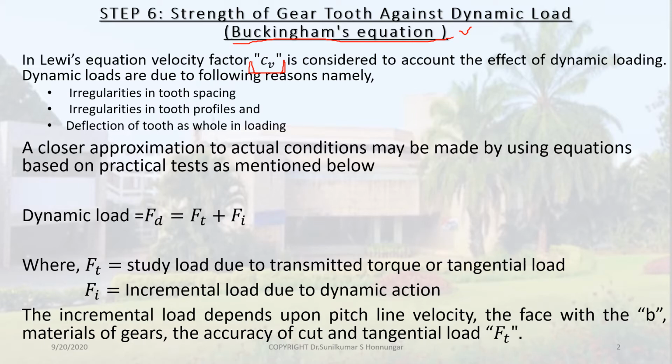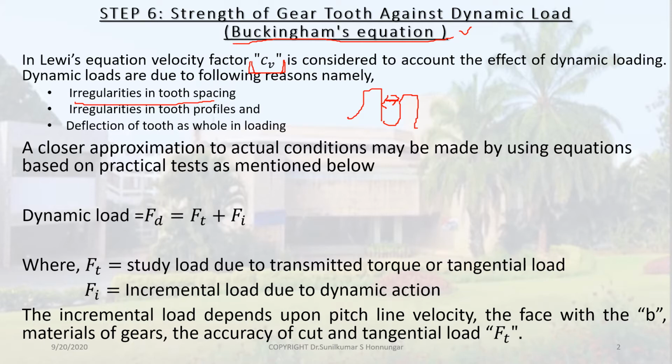One is irregularities in tooth spacing. What do you mean by irregularity? The tooth spacing, this particular distance, will not be uniform throughout the gear diameter because of lacunae in manufacturing, material defects, or errors by the person who is manufacturing. All of those constitute irregularities.